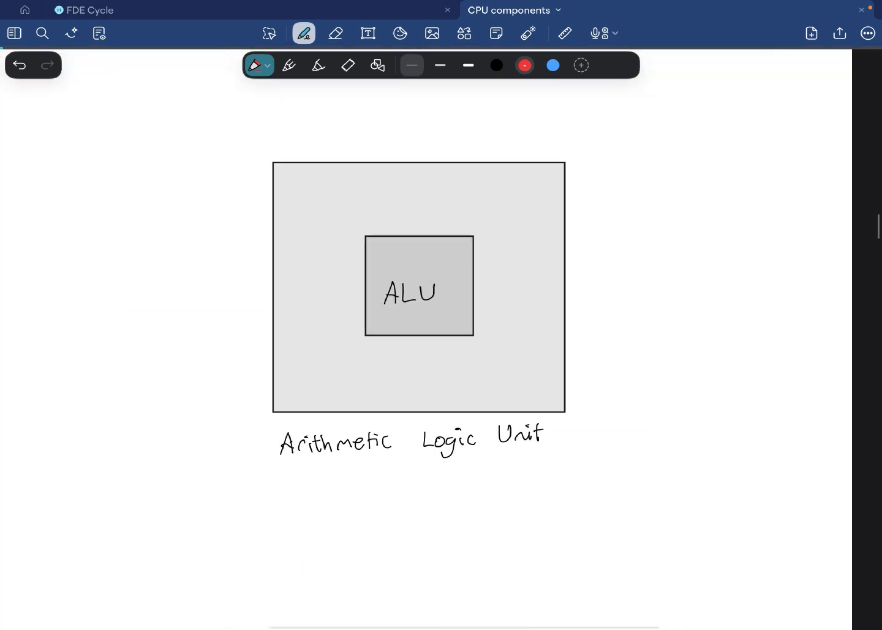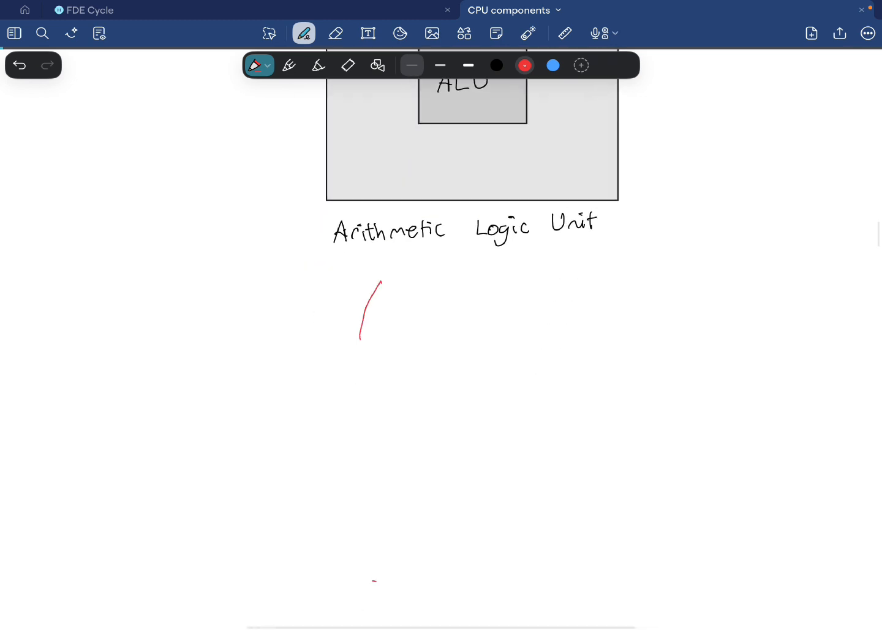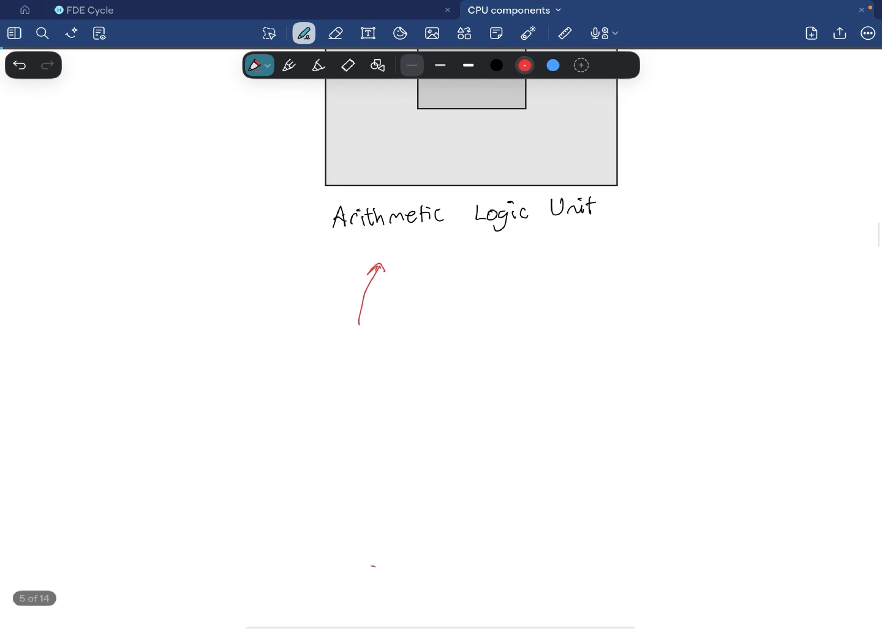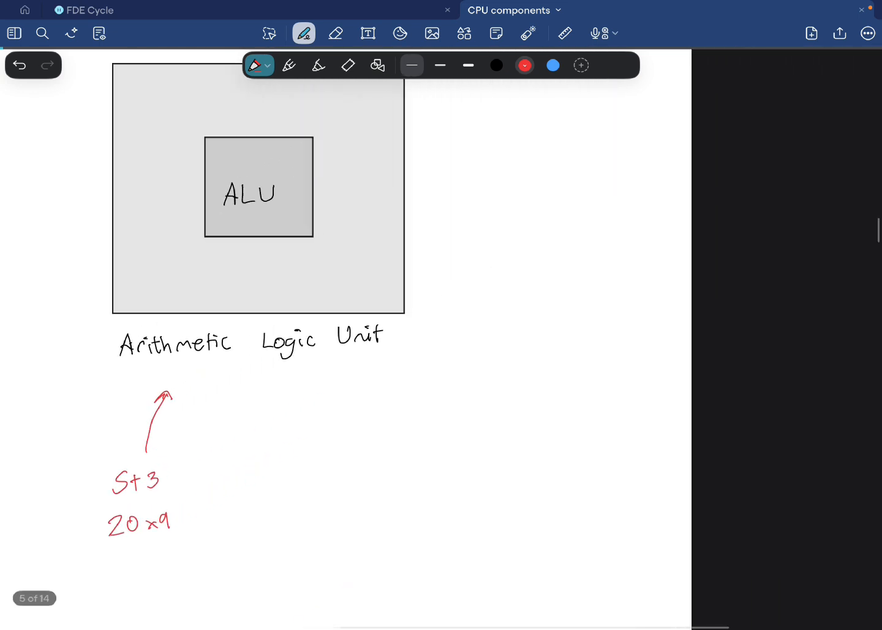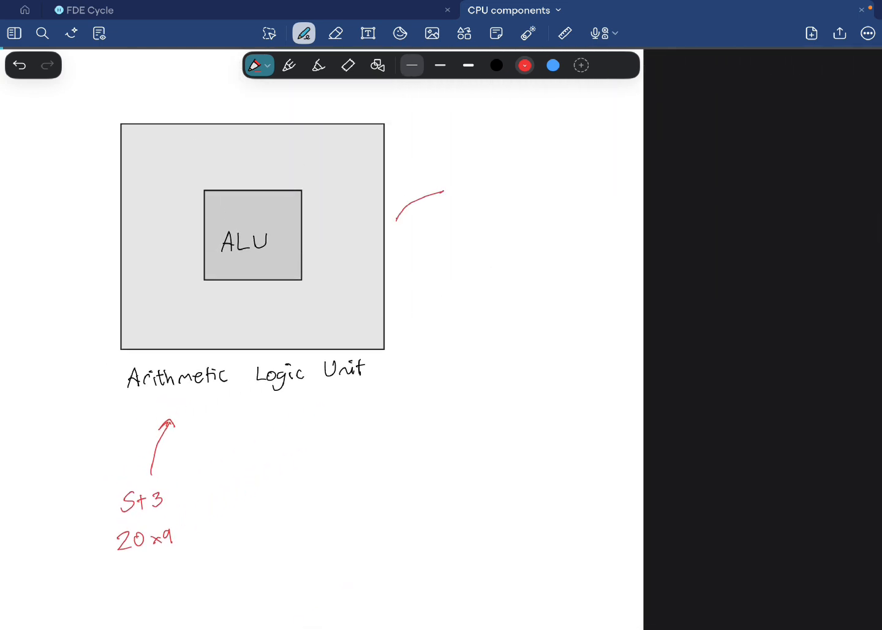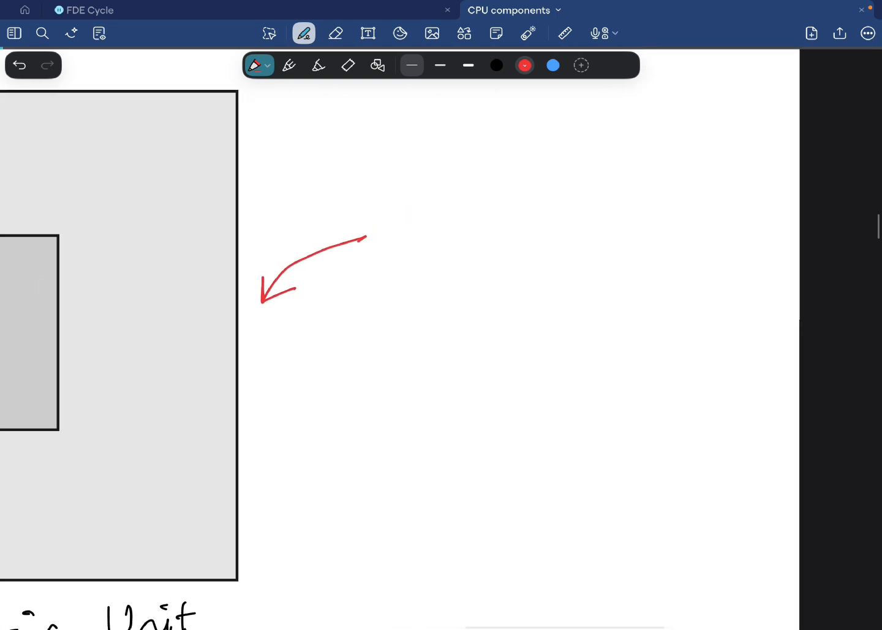Now here I've got a diagram of the ALU, or the arithmetic logic unit. We said that it performs calculations, or carries out calculations. Calculations could include 5 plus 3 or 20 times 9, something very simple. We also said that it performs logical operations. Logical operations could include AND, OR, and NOT. We will cover this in another topic, so we don't need to worry about this for now.